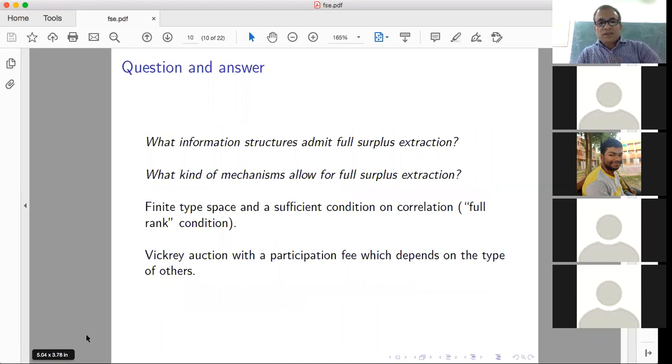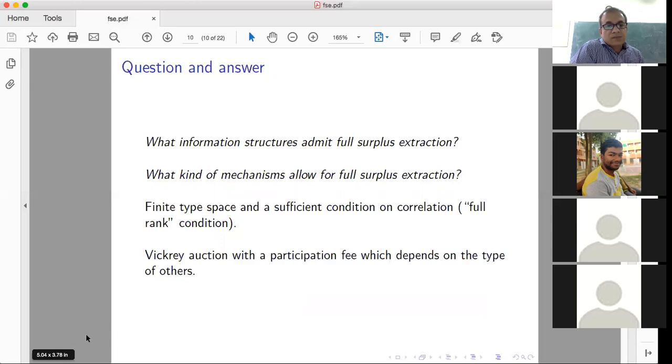So what are the questions and what kind of answers are we going to get? The questions are: what information structures admit full surplus extraction? And more concretely, if a particular information structure admits full surplus extraction, then what kind of mechanisms can be used? Those are the two main questions.